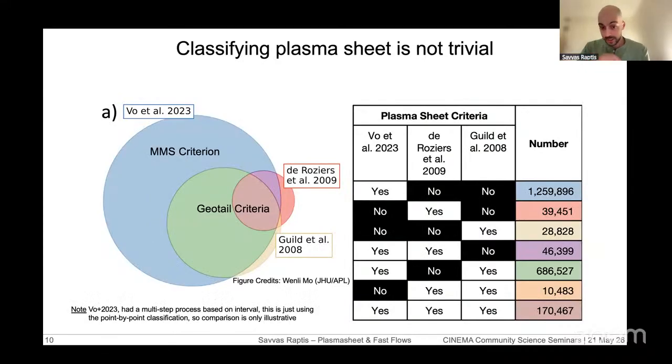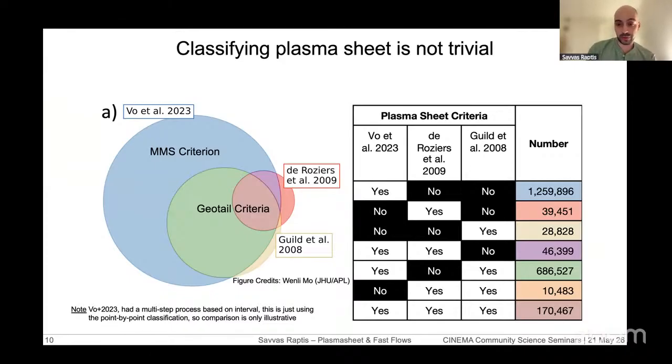Just again, an extra note here. This is just the Venn diagram on the left on how the different criteria that people can use result in a data set. This is just to illustrate that classifying the plasma set and determining where we are sounds ridiculously easy when we say it out loud, but in practice it's not. And depending on the criteria you use, you can very easily skew your statistics or generate a sample that, especially during storm time, may not be representative of the conditions we look at.